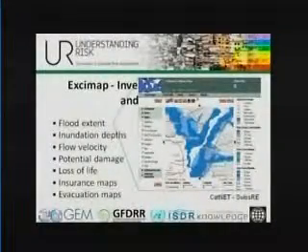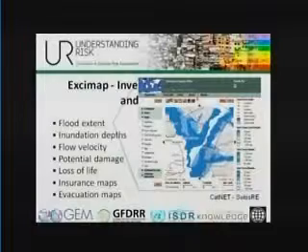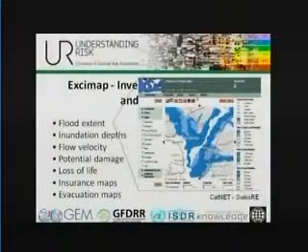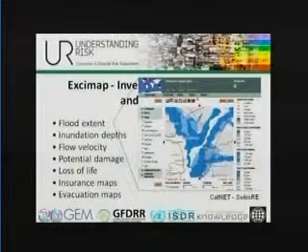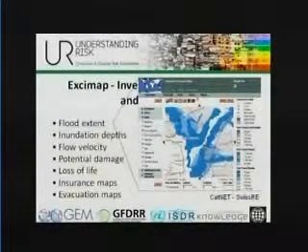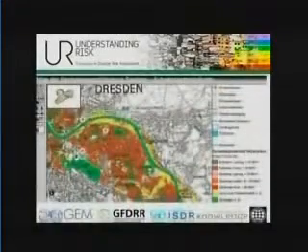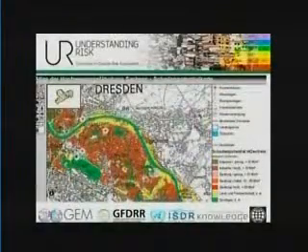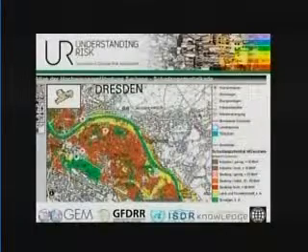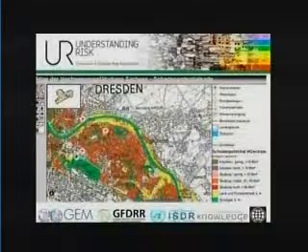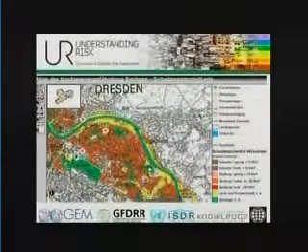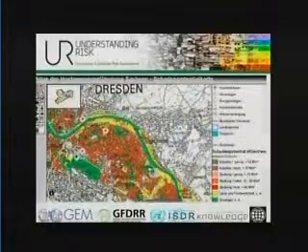I'll just quickly give you two examples. This is a flood extent map. It's actually a tool called CatNet from Nicole's company. It shows the flood extent for different return periods of this specific river in the Czech Republic. And the second example is the potential damage in the city of Dresden in Germany. This is a city that was hit particularly hard in the 2002 Elbe floods. And you can see the red areas where most of the damage is expected.